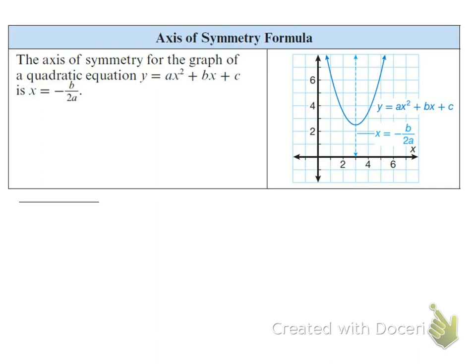Now there's also a formula for the axis of symmetry. Okay, so you need to write the text down here. This text right here. The axis of symmetry for the graph of a quadratic equation in standard form. It's very important that it be in standard form. We can't use this formula if it's not in standard form. It's x equals negative b over 2 times a. This is a formula.